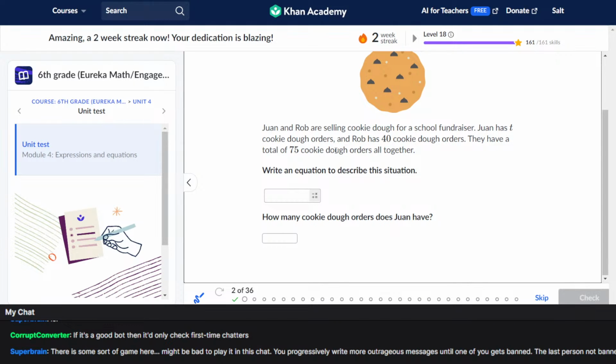Juan and Robert are selling cookie dough for a school fundraiser. Juan has T cookie dough orders. Rob has 40 cookie dough orders. They have a total of 75 cookie dough orders altogether. Yay.